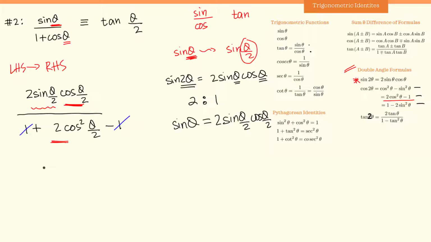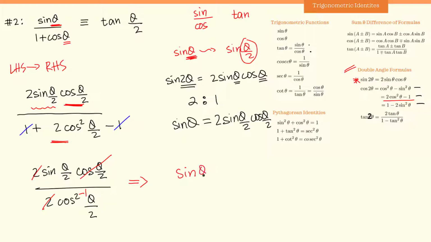So what I'm left with is 2 sine of theta upon 2 cosine of theta upon 2 divided by 2 cosine square of theta upon 2. This 2 over here and this 2 cancel each other out, and this cosine of theta upon 2 cancels 1 out of this. So what I'm left with is sine of theta upon 2 divided by cosine of theta upon 2, which is equal to tan of theta upon 2. So I have proven this identity.